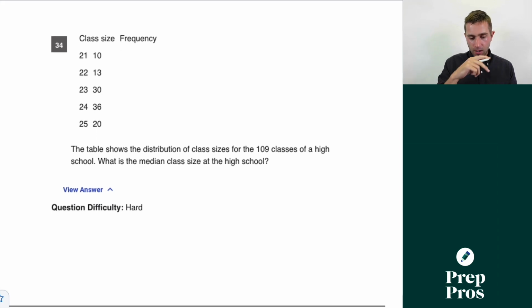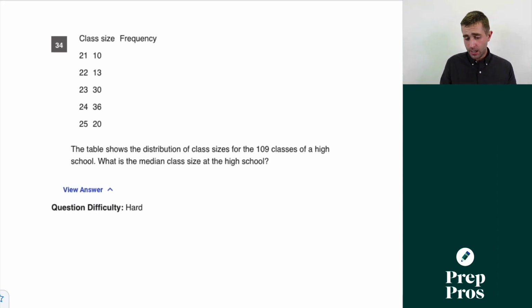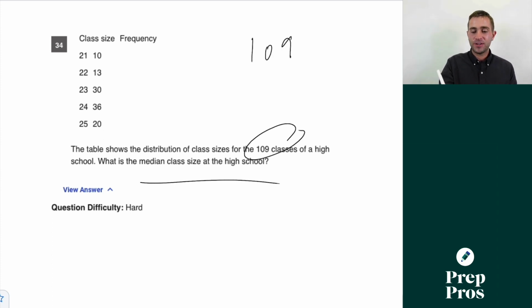All right, the table shows the distribution of class sizes for 109 classes of a high school. What is the median class size at the high school? Well, there's a really great trick here, also in our book, but if you're ever looking for the median here, you simply add 1 to your total number of items in your list or your group, and you divide by 2.